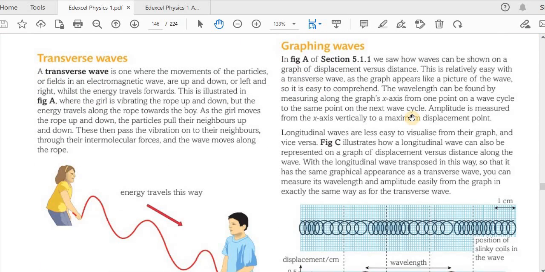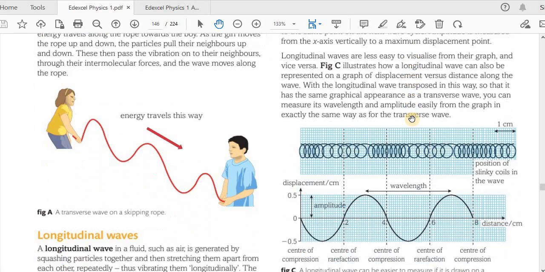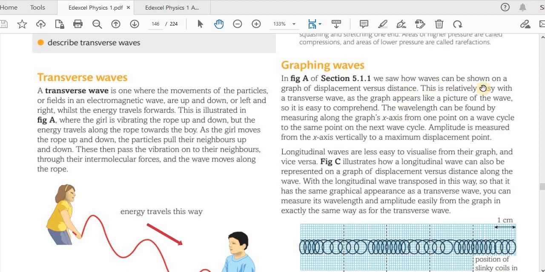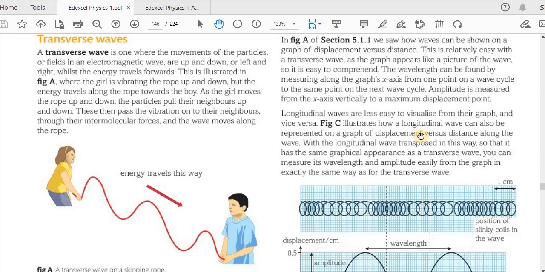Graphing waves: in figure A of section 5.1.1 we saw how waves can be shown on a graph of displacement versus distance. This is relatively easy with a transverse wave, as the graph appears like a picture of the wave. So it is easy to comprehend. The wavelength can be found by measuring along the graph's x-axis from one point on a wave cycle to the same point on the next wave cycle. Amplitude is measured from the x-axis vertically to a maximum displacement point.